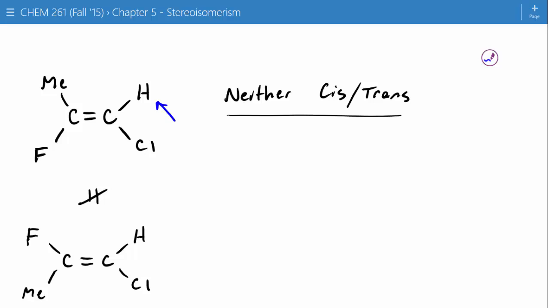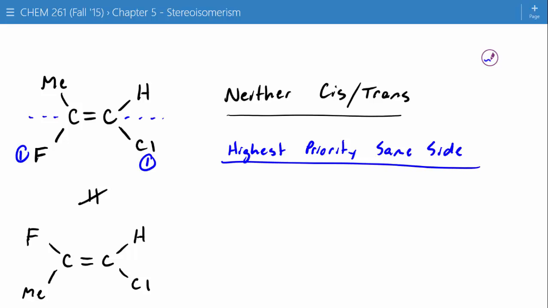And so what's higher priority, chlorine or hydrogen? Chlorine. So what we'll do is label this as our higher priority. What's higher priority, our methyl group or our fluorine? Fluorine. Remember, fluorine is heavier than carbon. So again, we would label this as our primary methyl group. So it looks like we've got the same group on the same side. Instead of using cis or trans, we refer to this as Z.